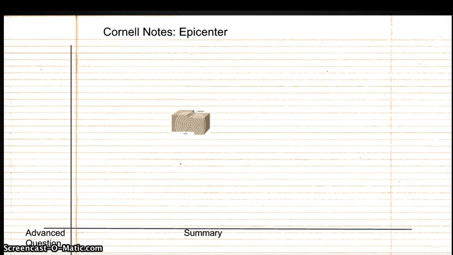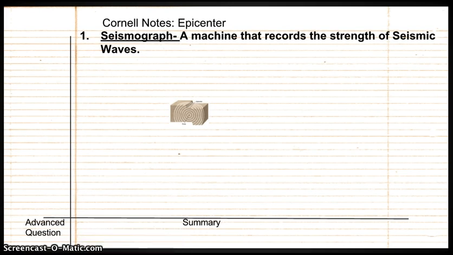Alright, let's get started. For number one, write seismograph. A seismograph is a machine that records the strength of seismic waves. On the left here, you can write, what is a seismograph? Again, that's the question I'm going to provide. The rest of them, make your own. And if I haven't graded your notebook, make sure that you have it. And if I did grade your notebook, have it as well. I'll grade your notebook next time.